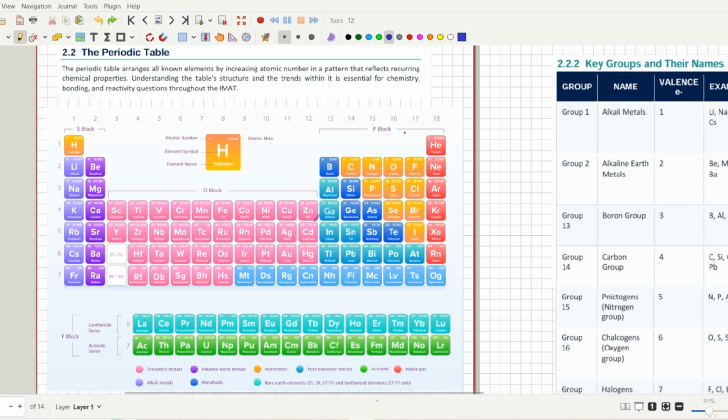These are the most important ones. You don't need to memorize all the elements on the periodic table. You only have to memorize the most important ones. So let's memorize from left to right.